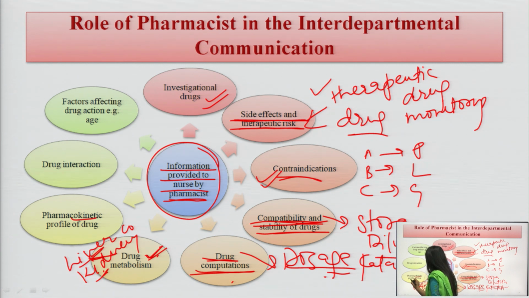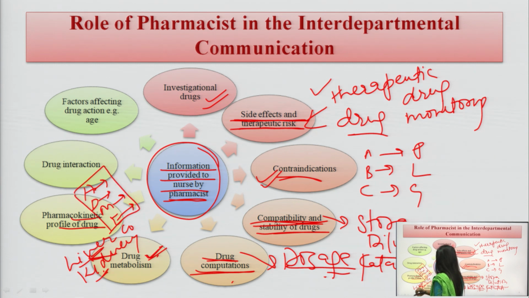Similarly, what is the pharmacokinetic profile of a drug? It means ADME: A is absorption, D is distribution, M is metabolism, E is excretion. Every aspect of this pharmacokinetic profile of a drug, a pharmacist is giving to the nurses.